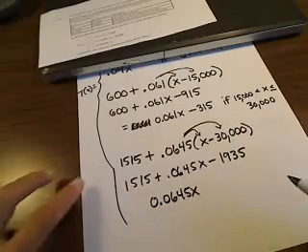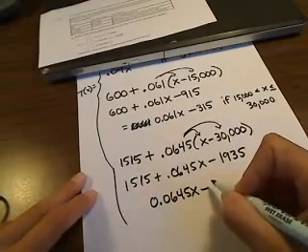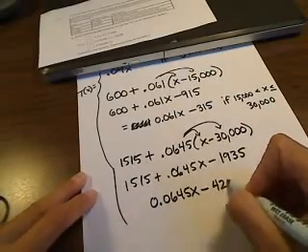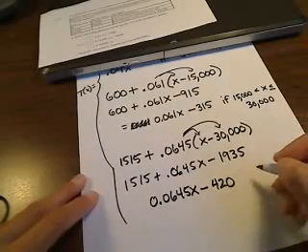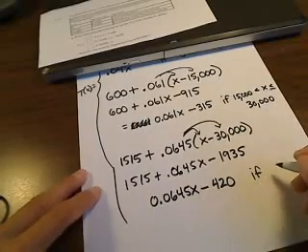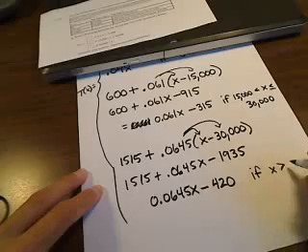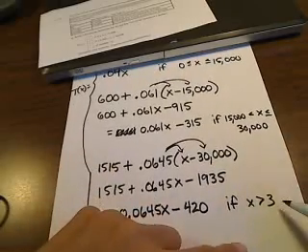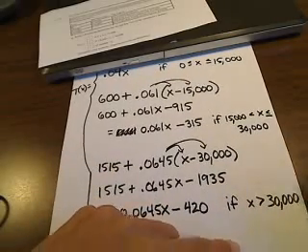So this would be 0.0645x minus 420. That's the portion of the piecewise function if x is greater than 30,000. Okay.